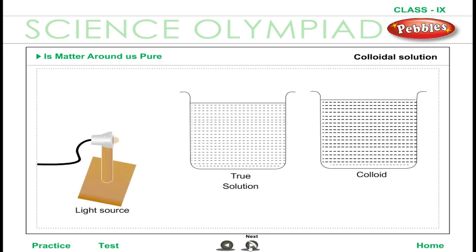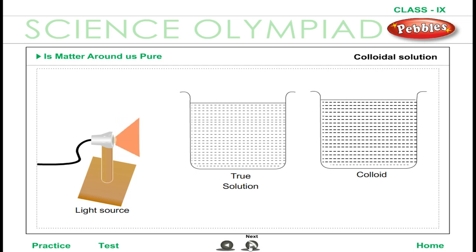Colloidal solution. Stir a small quantity of blue ink with a large quantity of water. The solution turns blue. Leave it aside without disturbing it. After some time, there is a deposit with a clear solution on top. Try filtering the solution. There is no residue left.